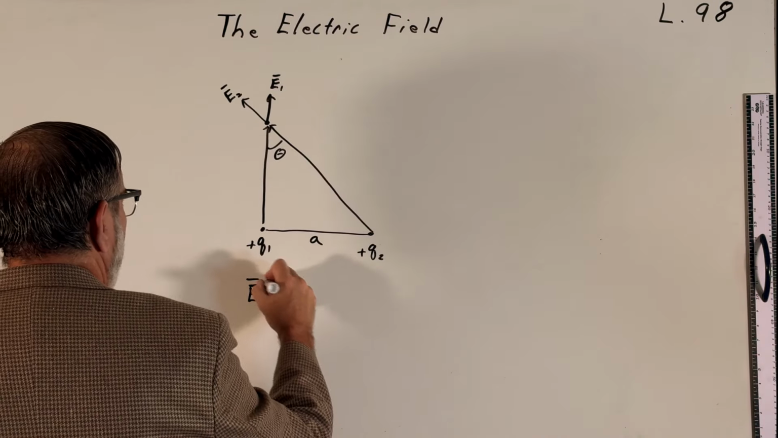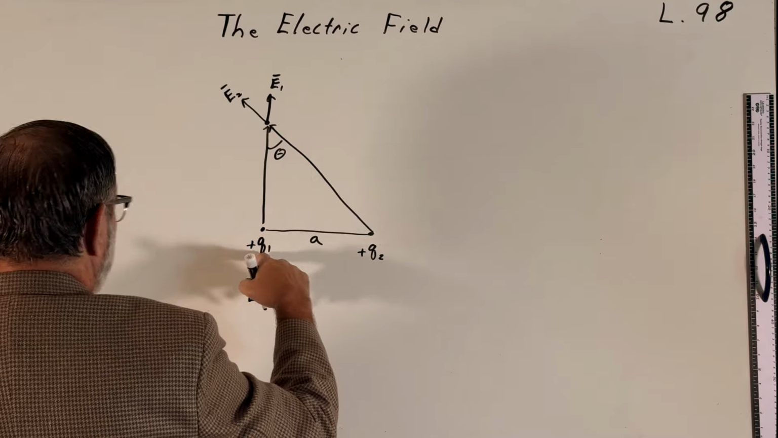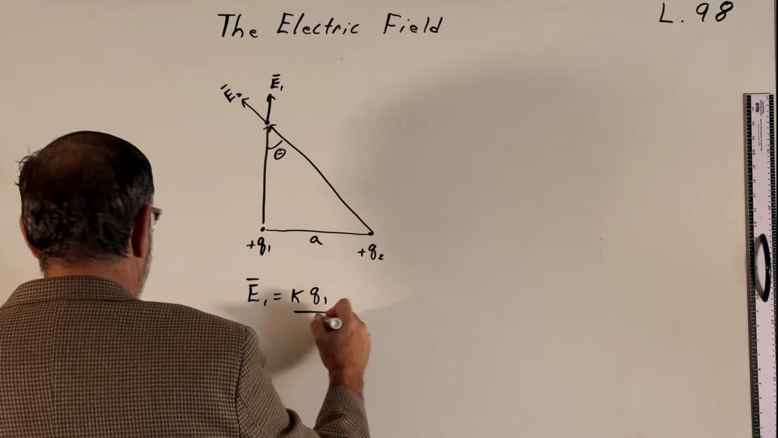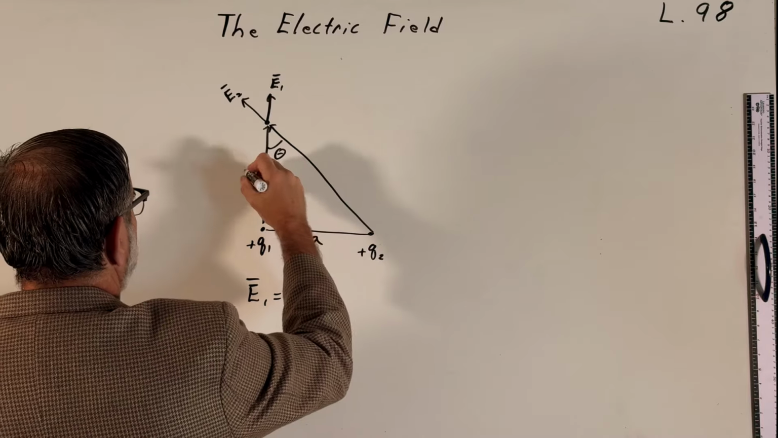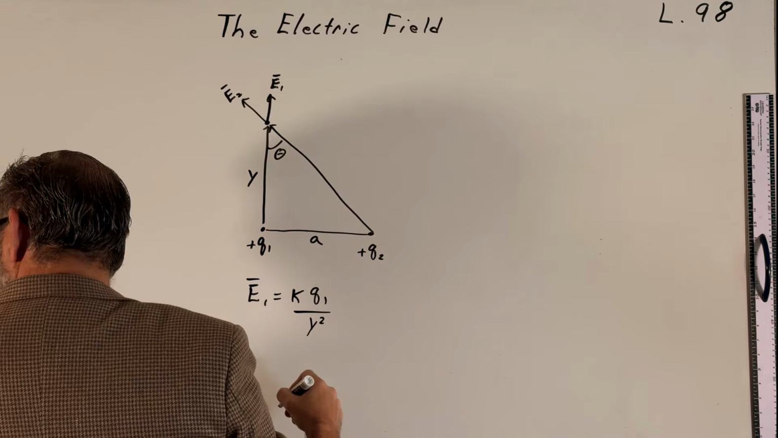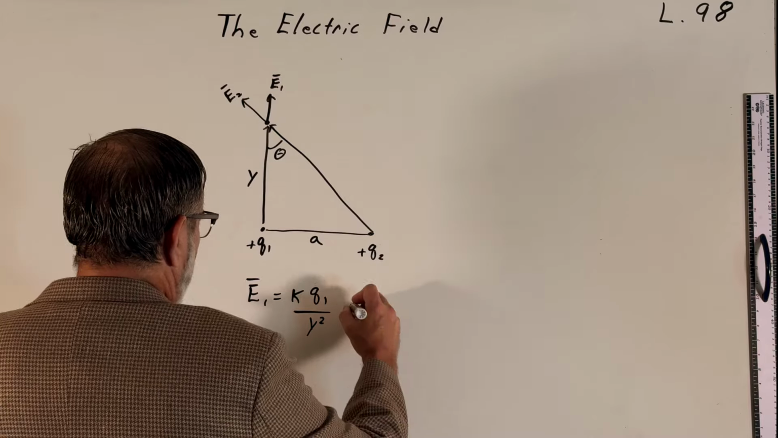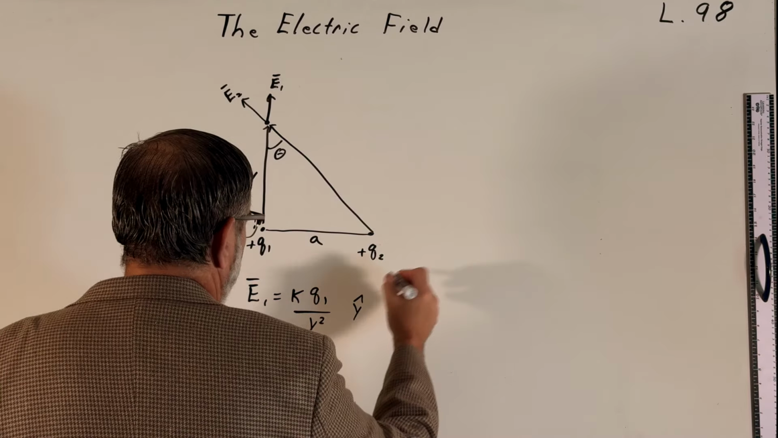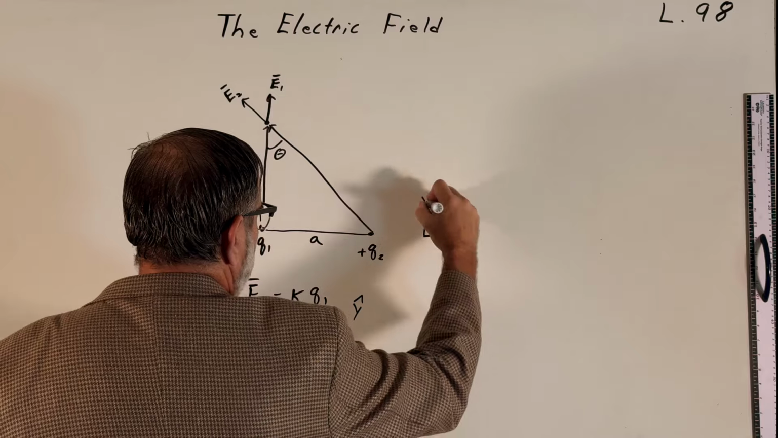So electric field 1, the electric field due to charge 1, is just going to be K times Q1 divided by, did I specify this distance? I did not. I'm going to call it Y. Divided by Y squared, and it is in the, I'm just going to call it the Y direction, okay? So we've got the X direction, the Y direction, right?